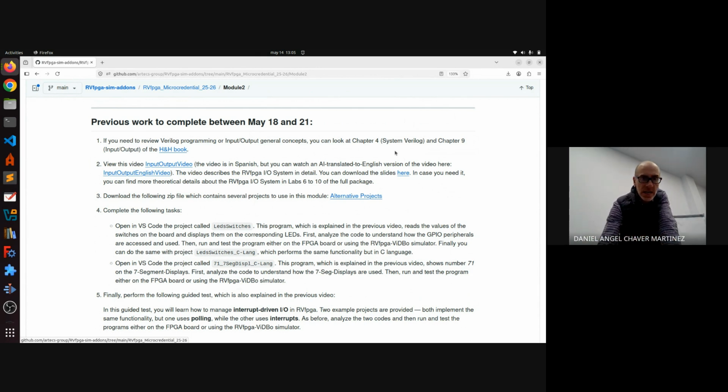In this case, you will use Verilog for some of the exercises. Don't worry, you don't need to be experts in Verilog. It's easy things that you'll be asked to do. So please, if you need it, review Verilog or SystemVerilog programming before the next module so that you can resolve those exercises related with Verilog programming.